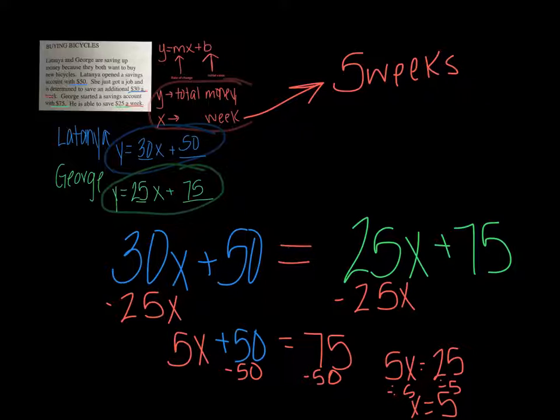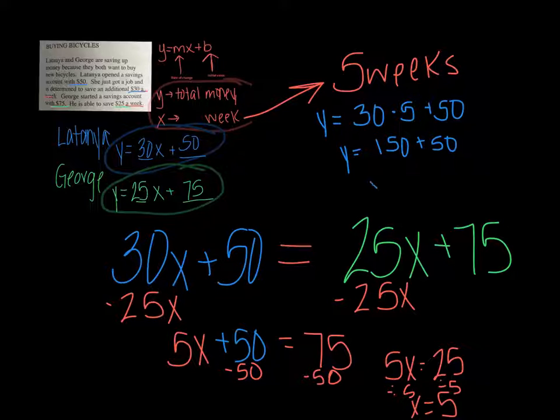But how much money is that? Well, I don't know. We have to plug that back in to figure out how much money they're going to have. So you can pick either equation, and if you plug it into both, they're both going to work. So if y equals 30 times this 5 weeks plus 50, okay, so 30 times 5 is 150 plus 50, sorry, my finger got weird. So she's going to have a total of $200.